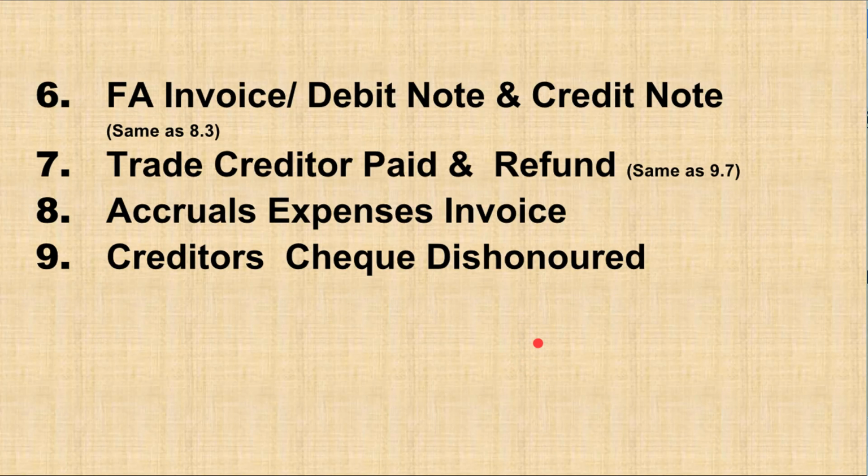Now, in 11.6, we look at the fixed assets invoice, stroke debit note and credit note, which is the same as 8.3. We look at the trade creditor paid and refund. And we look at accruals and accruals expenses invoice. And finally, we look at the creditor's check dishonored.